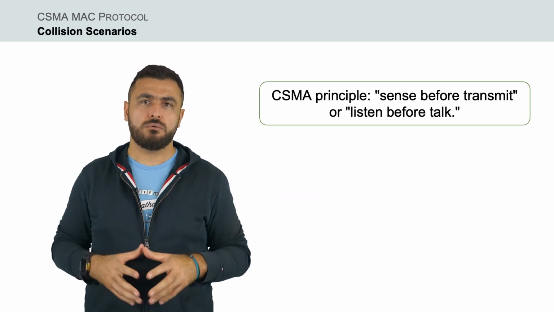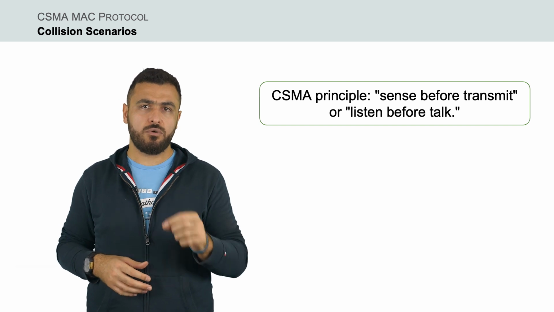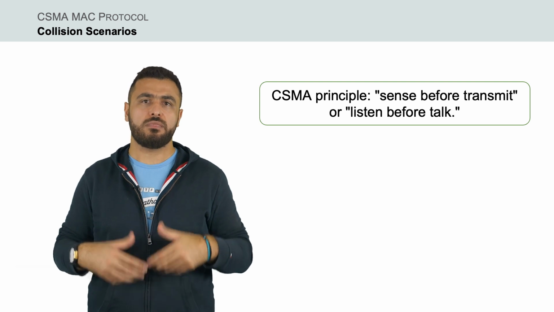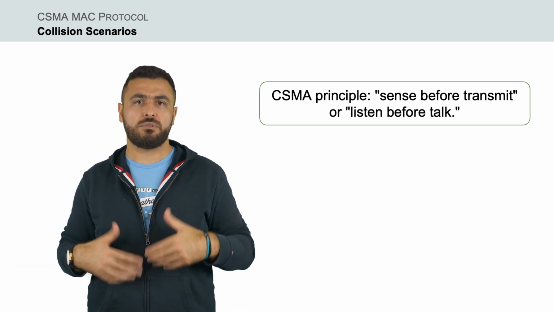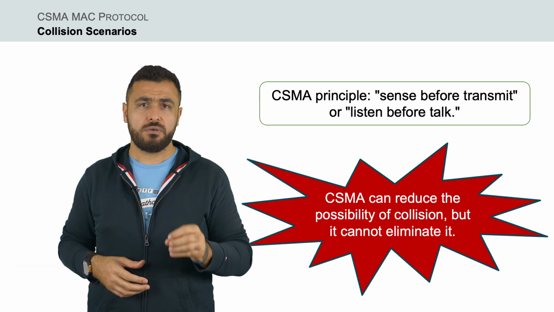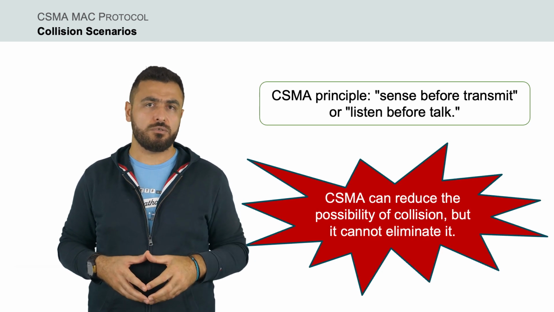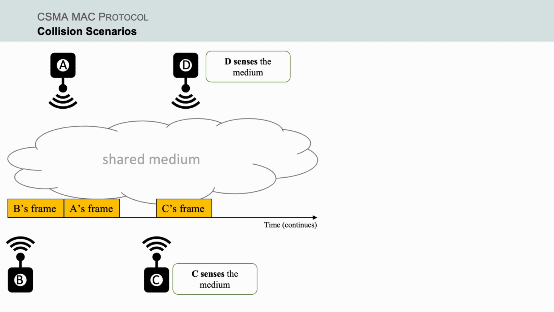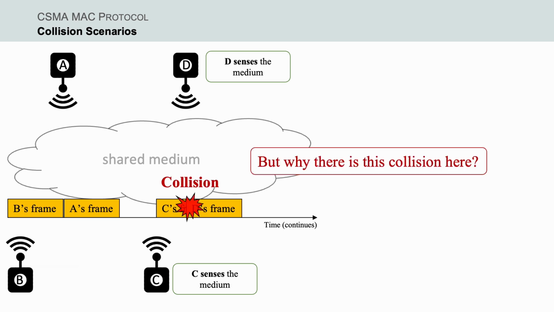As we previously saw, CSMA can reduce the possibility of collision by sensing the shared transmission medium to detect the presence of a carrier signal before transmitting a frame. However, CSMA cannot eliminate the collisions. Indeed, there are scenarios where the transmissions of two nodes may collide even though the two nodes perform the carrier sense mechanism before transmitting their frames. Let us now see a few scenarios to understand why there might be a collision in CSMA.